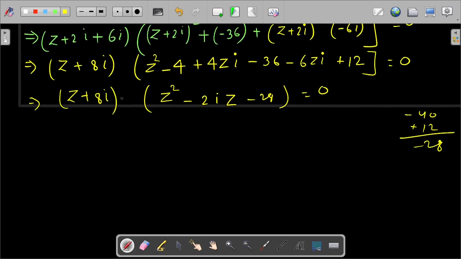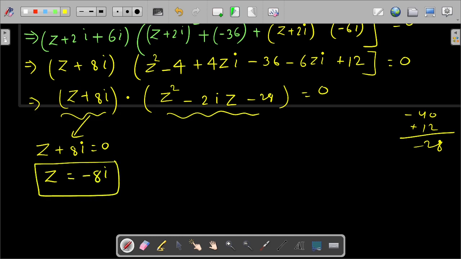So again we have to use the same concept that the product of two numbers is equal to 0 when either this will be 0 or this will be 0. So when we equate z plus 8i equal to 0, from here we will get z equals minus of 8i, and this is our first answer. Now here we have a quadratic equation in z, that is z square minus 2zi minus 28 should be equal to 0. So we can apply the quadratic formula here.